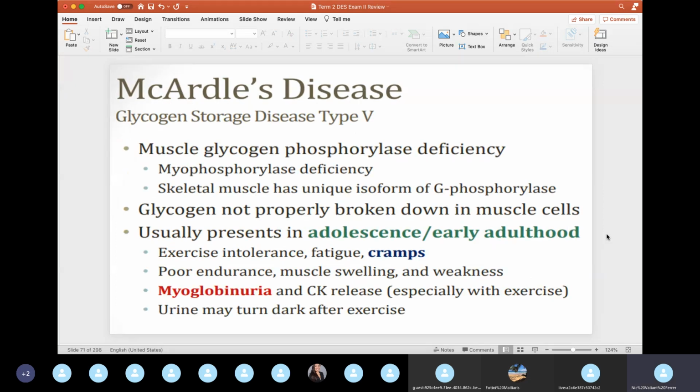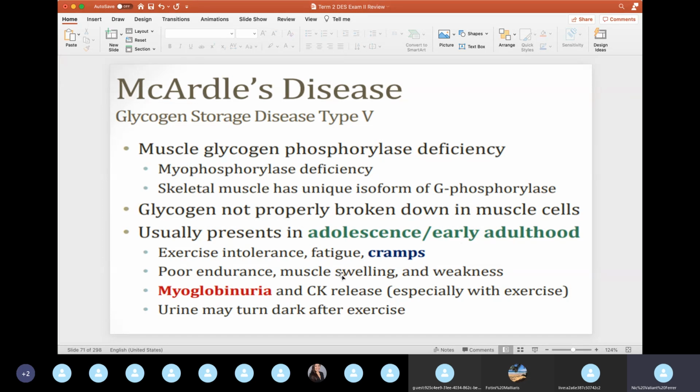How about McArdle? Muscle glycogen phosphorylase. So a myophosphorylase deficiency. Why? This enzyme breaks down glycogen in your muscle cells to provide glucose for your muscles. In this disorder, you have a deficiency in myophosphorylase. So what can we see? It is in adolescence and early adulthood. Contrast this one with your first 3 disorders, which are much more common in infancy and the neonatal period.